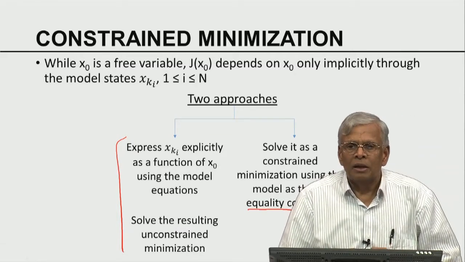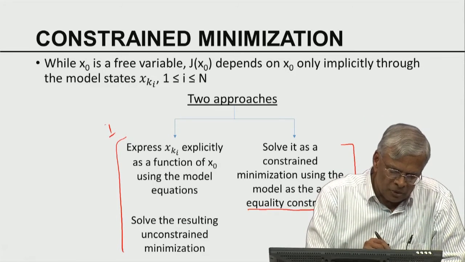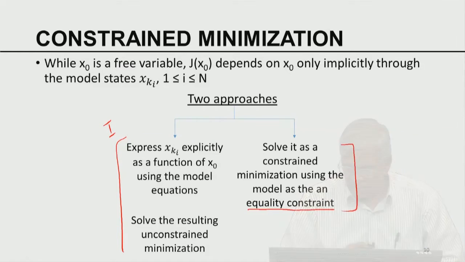Both the approaches are meaningful. However, the first approach, I would like to call, is more suitable for linear systems. The second approach is suitable for both linear and nonlinear systems. I hope the formulation is very clear now. I have to minimize JL of x naught or JN of x naught as an implicit minimization problem where you relate xk to x naught through the model equations. So either you use the model, express xk in terms of x naught explicitly and solve an explicit unconstrained problem, or simply use the model as a constraint and formulate it as an equality constraint problem.